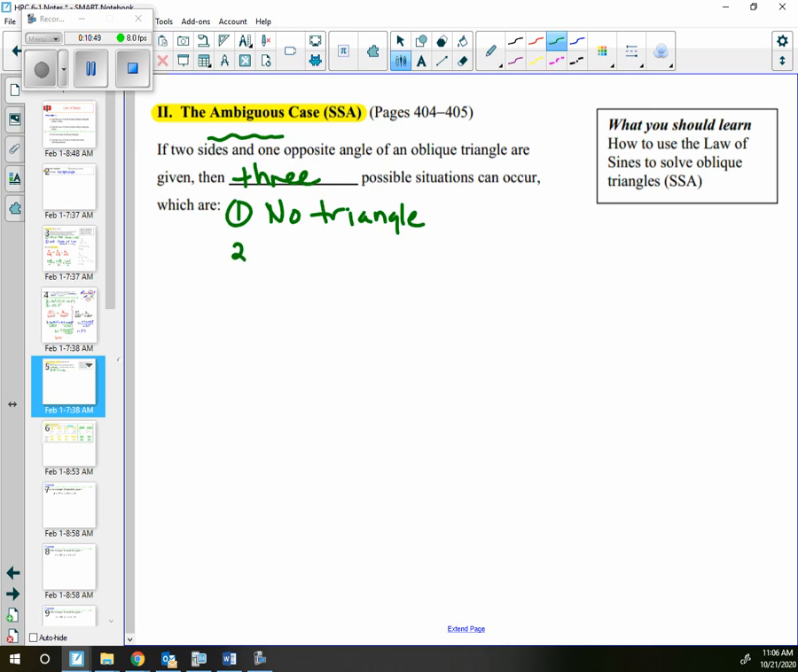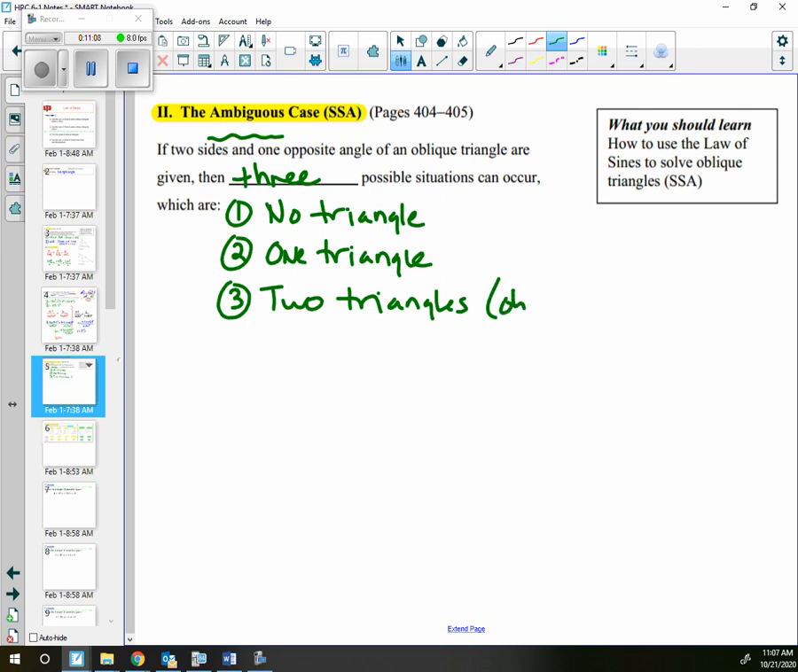The second possible scenario is that there's only one triangle. There's only one way to draw what they're talking about, so we can only have one answer. But unfortunately, the super ambiguity part, the ambiguous case, is that sometimes we have two triangles. In other words, there are two different ways to draw the picture that they're talking about. You can draw an obtuse triangle or you can draw an acute triangle.